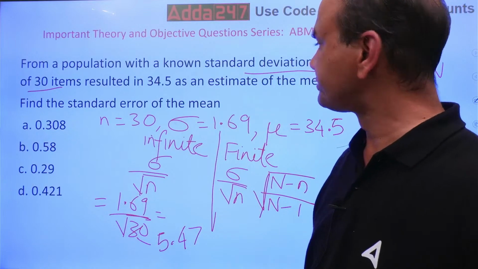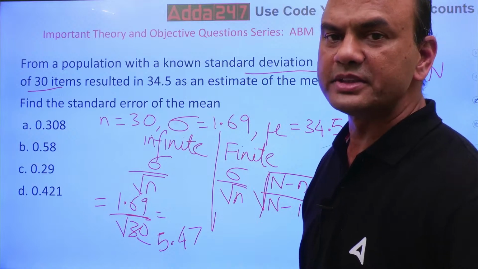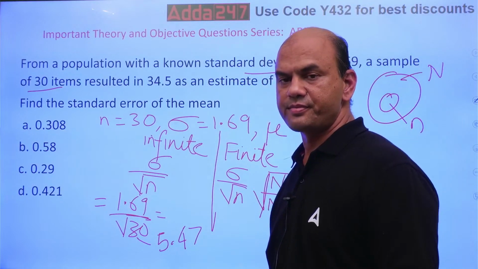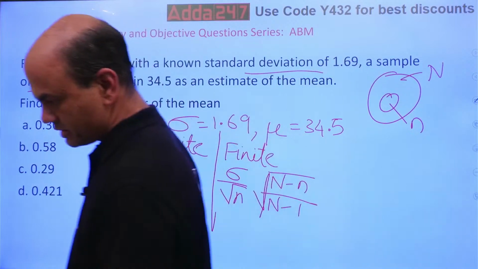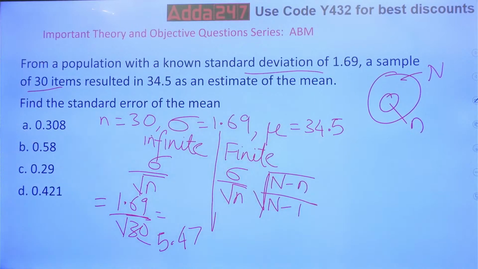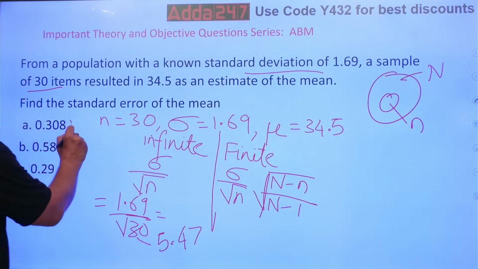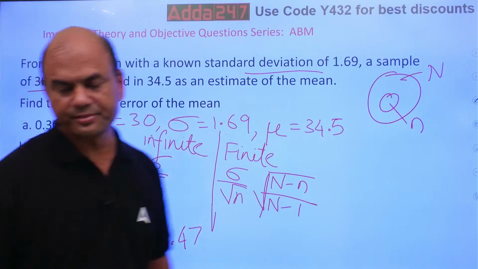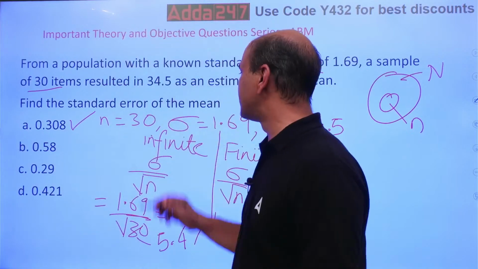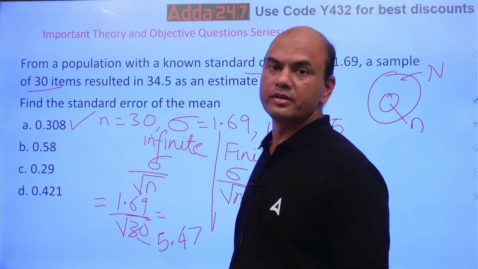So what is the answer? Let me see in the comment section. What is the answer? Try, everyone try, because these questions are asked as it is in the exam, as it is. Okay, as it is. So, what is the answer? 0.308, correct. 0.308, this is the right answer. So, your standard error of the mean is 0.308.